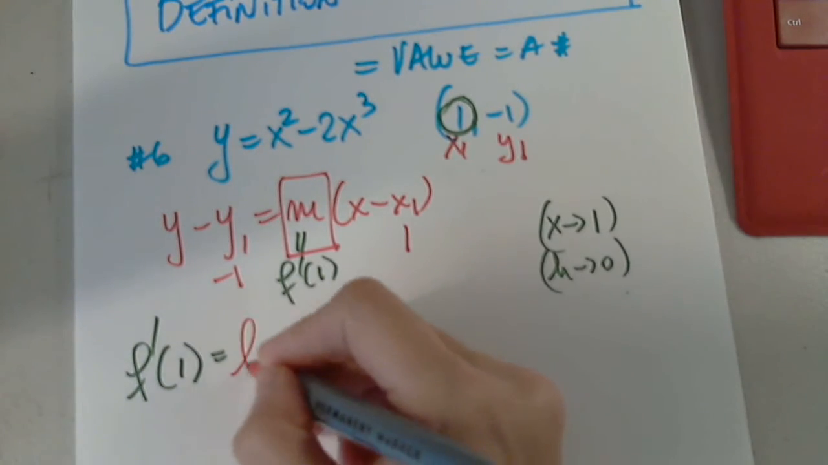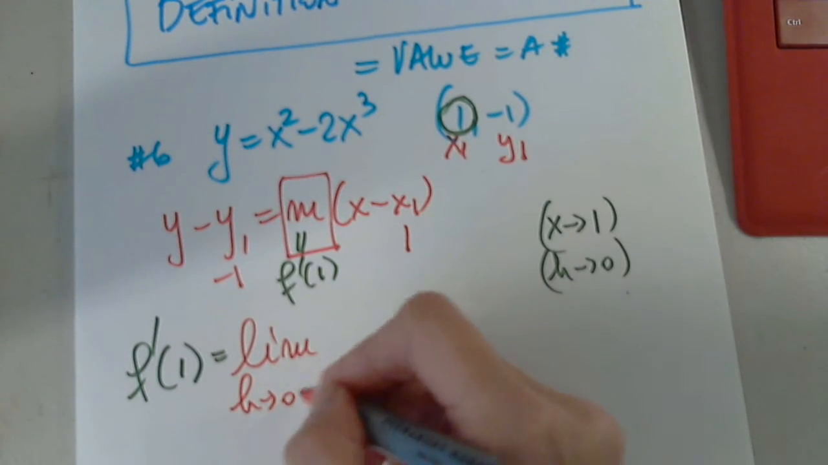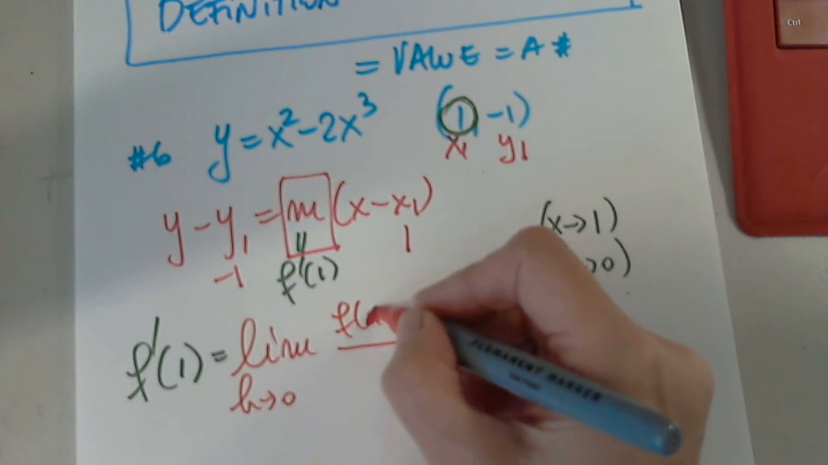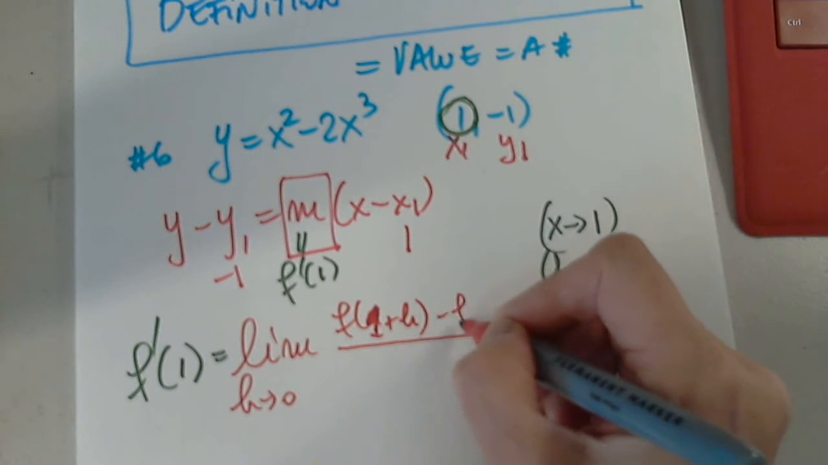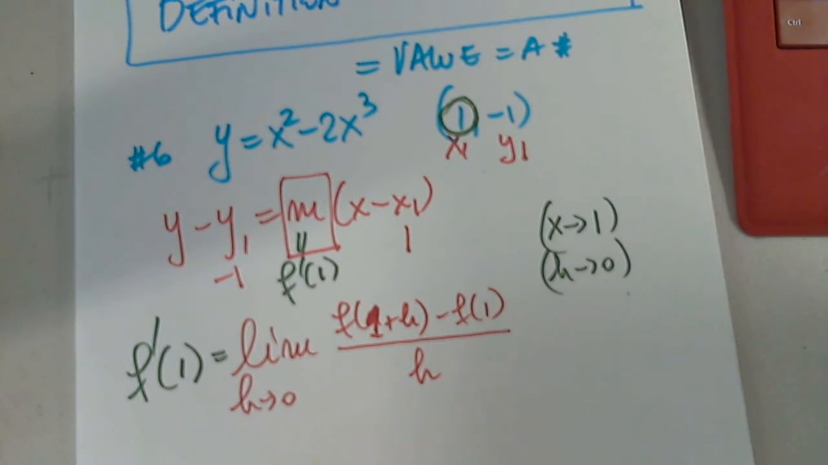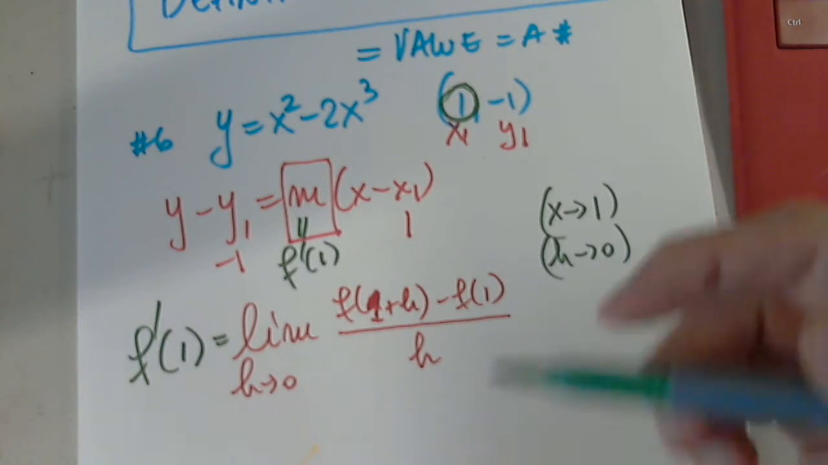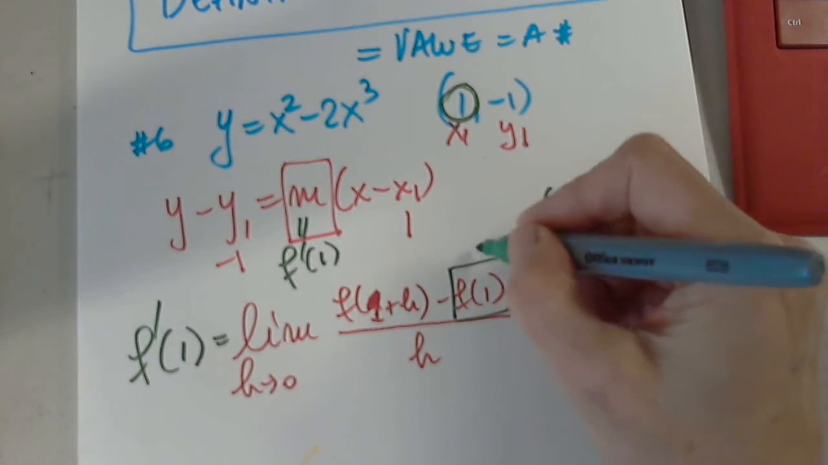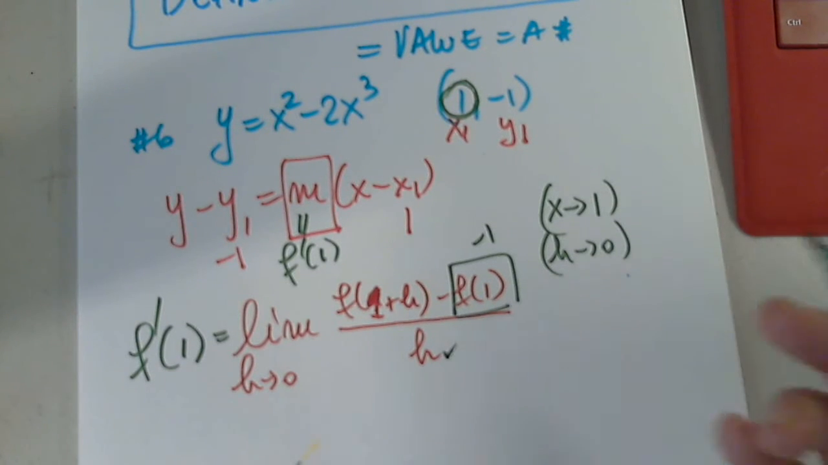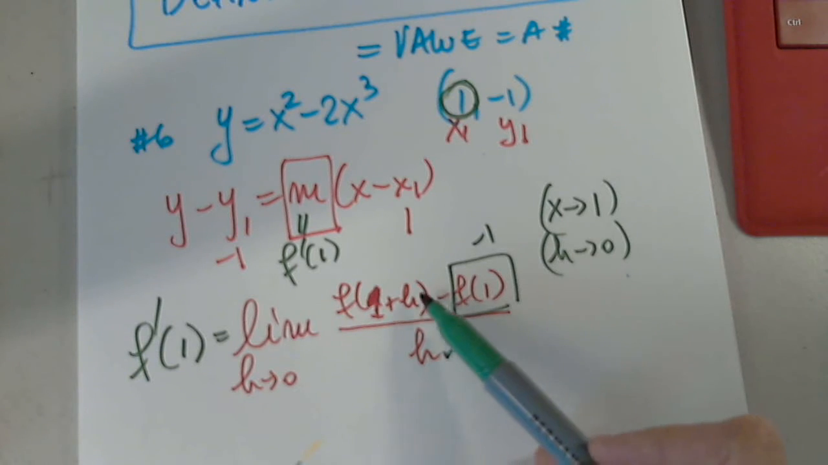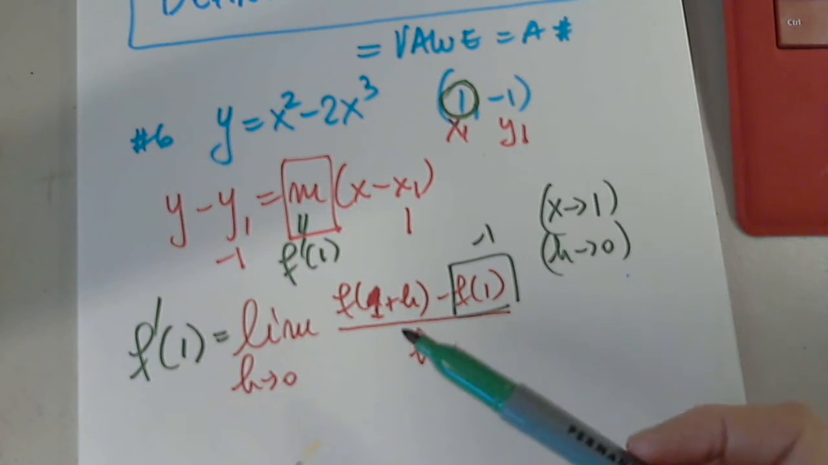Fine. So the limit as h approaches 0 of f of a, which is 1 for our case, f of 1 plus h, minus f of 1, divided by h. Okay, so f of 1 is no problem. It's negative 1. It's already given to us in the problem. This is negative 1. h is h. I cannot do anything to it. Let's take this on the side, simplify it, and then put it back in.